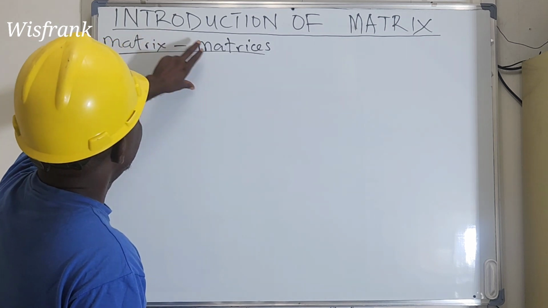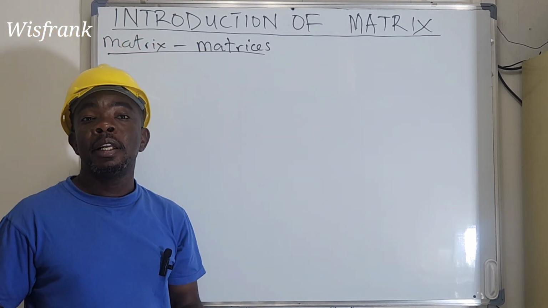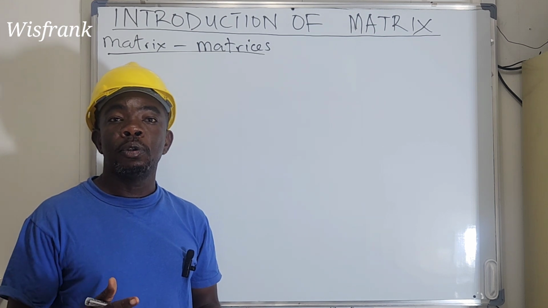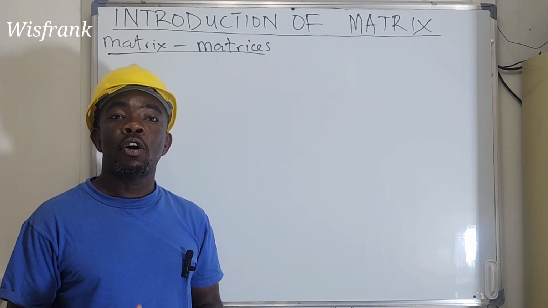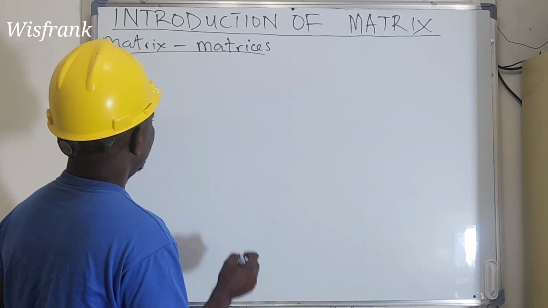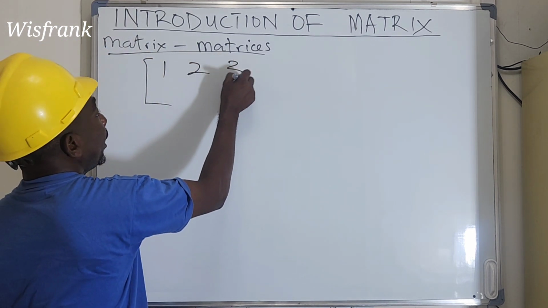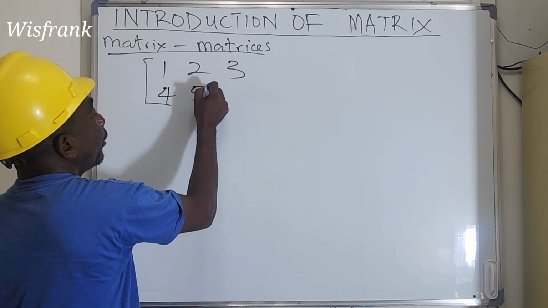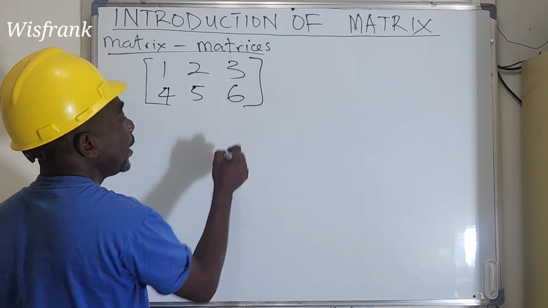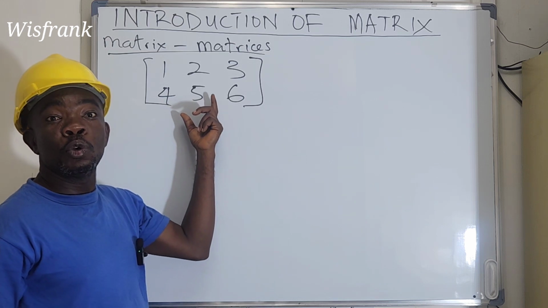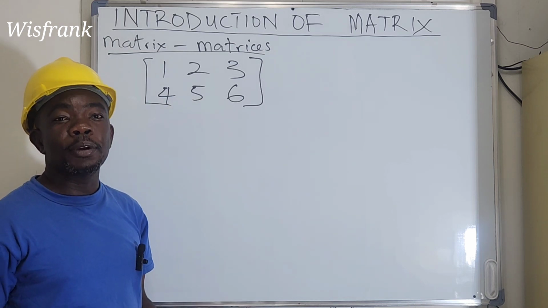So we have matrix. A matrix is defined as a set of numbers arranged in rows and columns to form a rectangular or a square array. For example, we have 1, 2, 3, 4, 5, and 6. This is a matrix, and we all know that this is a 2 by 3 matrix. How do we define that? We are coming to that.